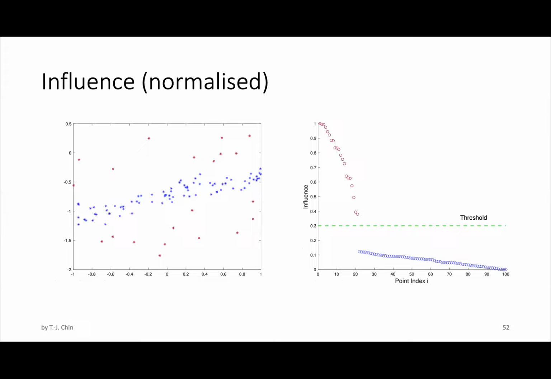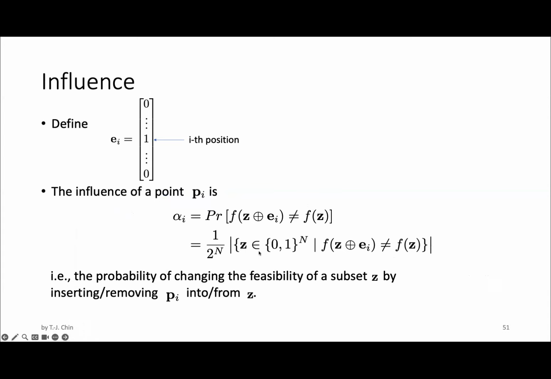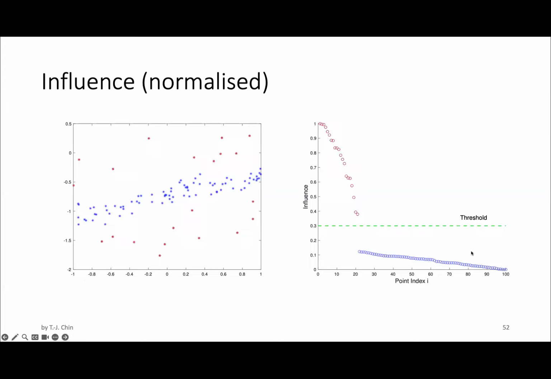This is what it looks like. This is a bunch of points that the student Xinfang generated synthetically. Therefore, she knows that the red are the outliers and the blue are the inliers. Let's compute the influence of every point exactly, following this equation here. We compute the influence, we normalize it, we sort from large to small, and you see a distinct gap between the outliers and inliers.